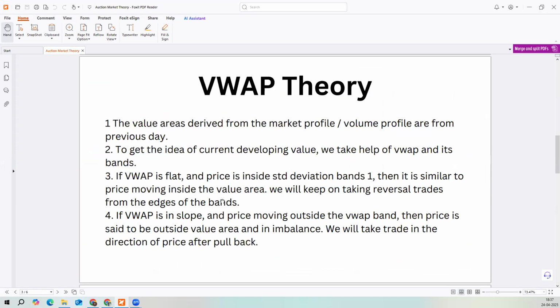Now, VWAP theory, what is the VWAP theory? In VWAP theory, we see what is the value of market developing currently. So with the help of market profile, we see the previous day value, but for VWAP, we see the current developing value. So if VWAP is flat, then price is actually in the range, it's inside the value, and we can keep on taking reversal trades from the standard deviation bands. And if VWAP is in slope, we can think that it is in imbalance. Okay, then we can keep on taking the directional trades.